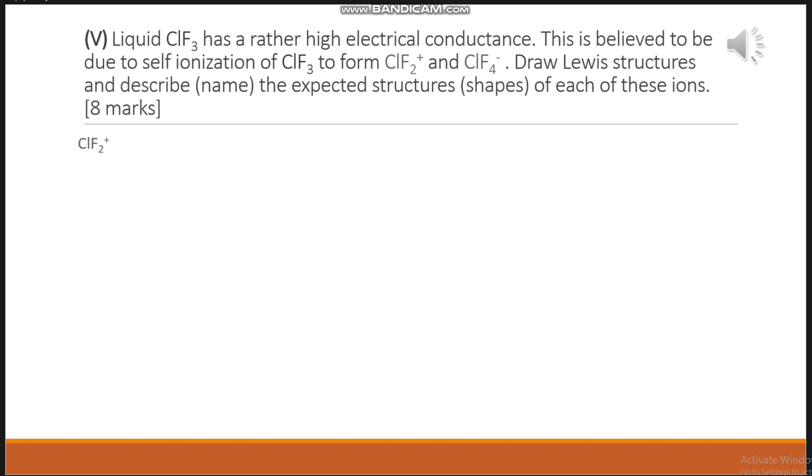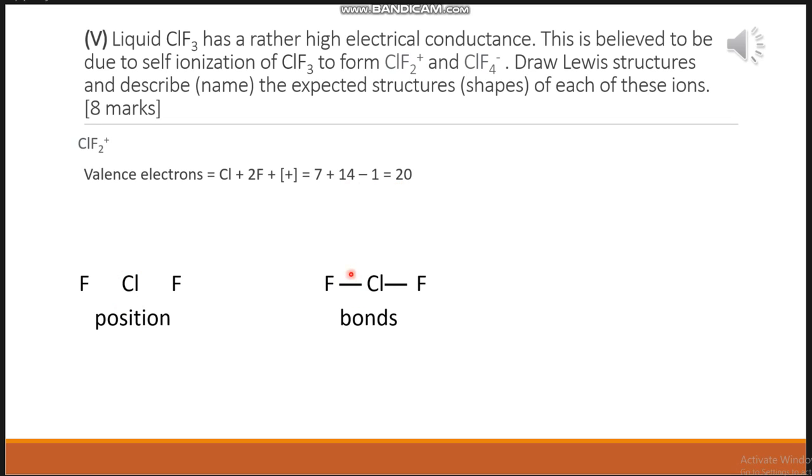Starting with ClF2+, we will begin, as we did in part 1, by working out the number of valence electrons. So we have 1 chlorine and 2 fluorines, but the ion has a net positive charge, so we will subtract 1. So 7 plus 2 times 7, which equals 21, minus 1, will give us 20. Now we will start by plotting the positions in space with chlorine in the middle, again due to being less electronegative than fluorine. We will then add bonding pairs between the fluorine and the chlorine, accounting for 4 of the 20 electrons. Then we will fill in the octets for each atom.